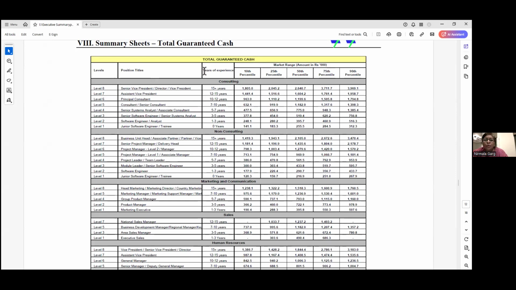So can you see here total guaranteed cash? Can you see that? Just give me a thumbs up because it's too small.